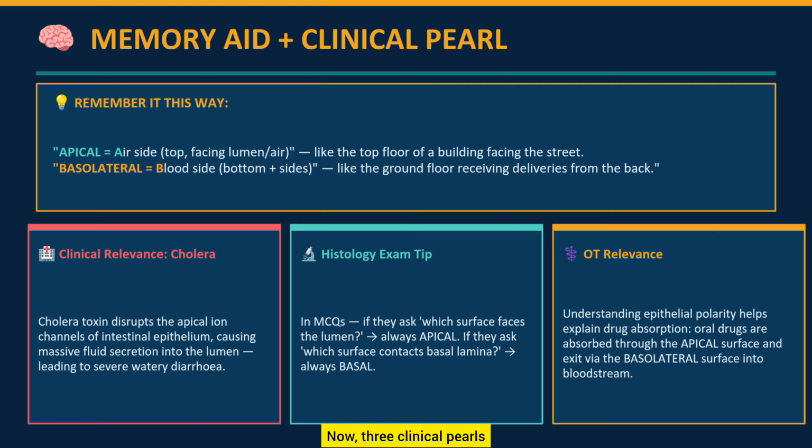Now, 3 clinical pearls. First, cholera. What does the cholera toxin do? It disrupts the apical ion channels of the intestinal epithelium, causing massive fluid secretion into the lumen. The result? Severe watery diarrhea. Apical disruption equals diarrhea. Remember this.